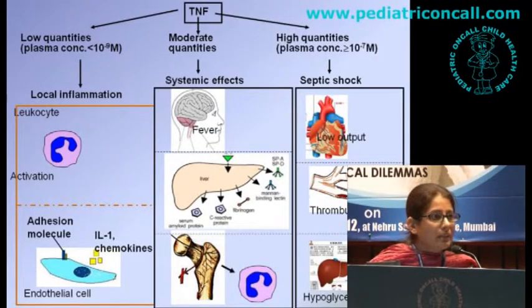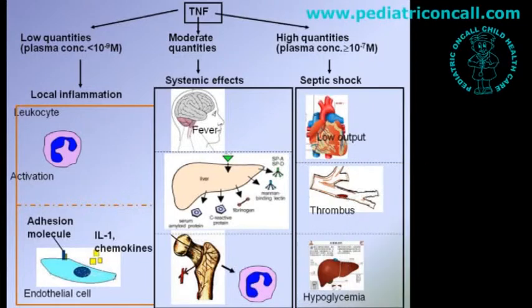The tumor necrosis factor has different activities at different concentrations. In low concentration, it acts similar to IL-1, where it causes leukocyte activation and endothelial activation. In moderate quantities, it causes fever. It also acts on the liver, causing release of acute phase proteins, and stimulates the bone marrow. Whereas in high quantities, it causes septic shock, thrombus, and hypoglycemia.